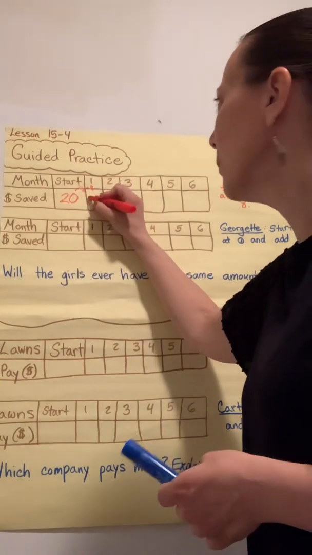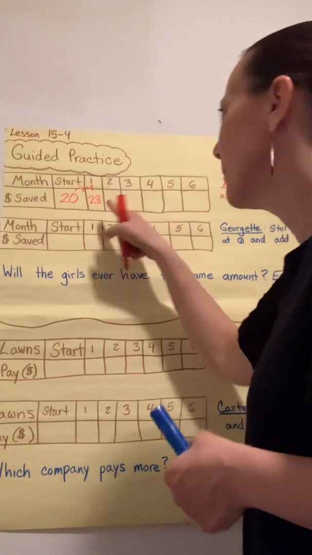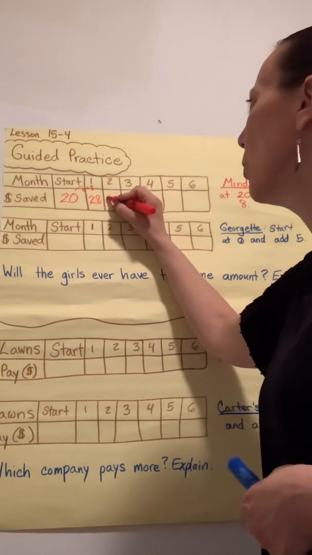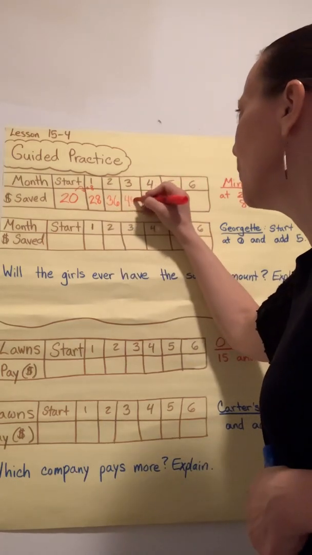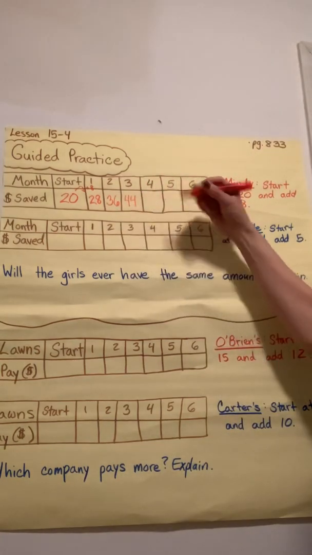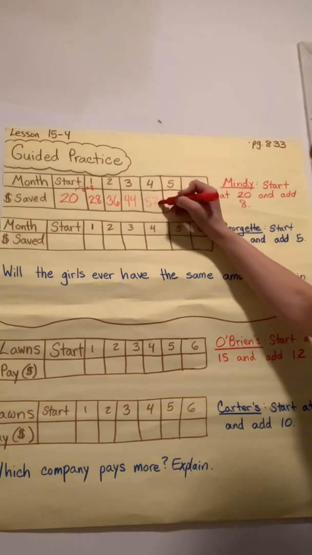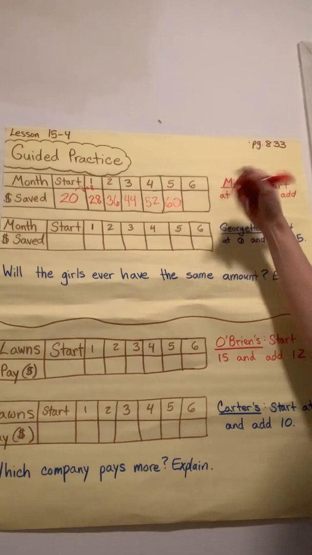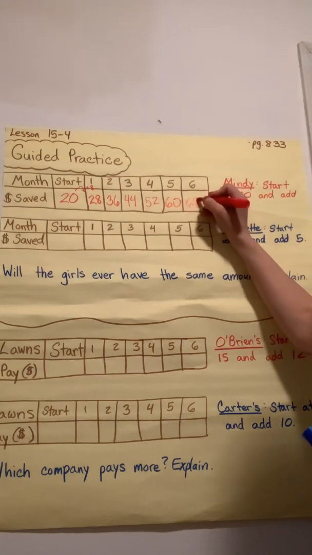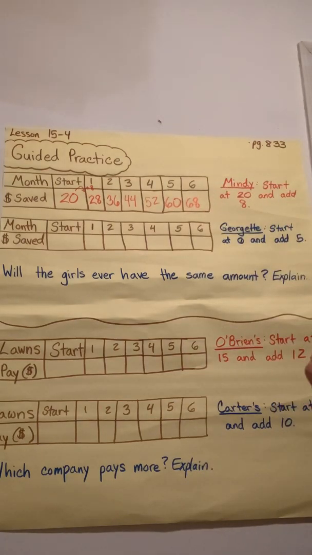So I should be going from 20 to 28. 28 plus 8 more would be 36. 36 plus 8 would get me to 44. 44 plus 8 would get me to 52. 52 plus 8 would get me to 60. And 60 plus 8 will get me to 68. So that should be the end of my chart.